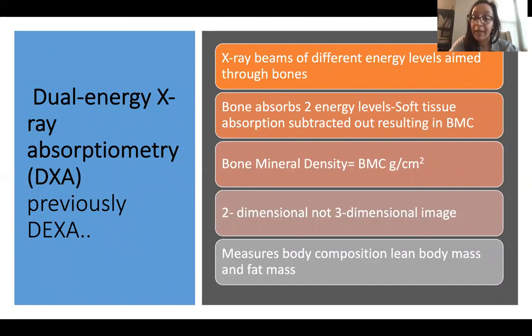That is BMD, and that's expressed as gram per centimeter square. So it's a two-dimensional and not a three-dimensional image. And in addition to measuring bone density, it actually measures indices of body composition, specifically lean mass and fat mass.